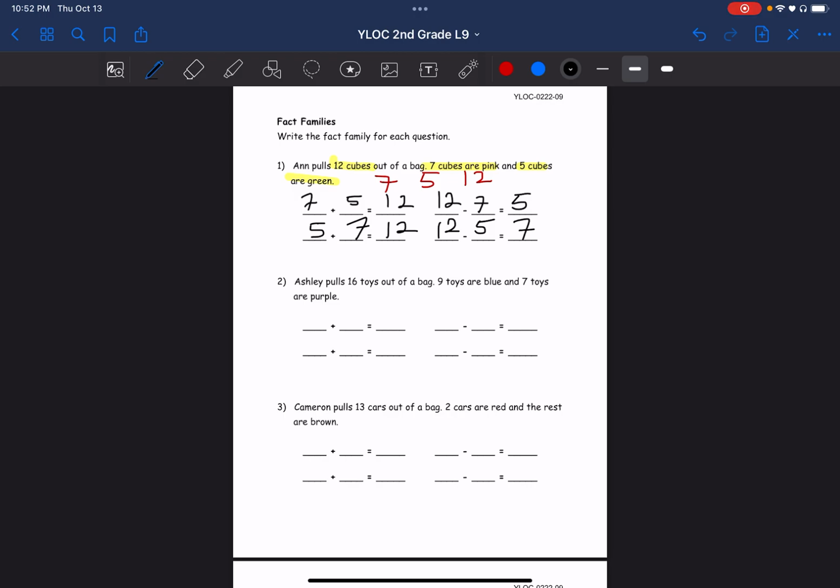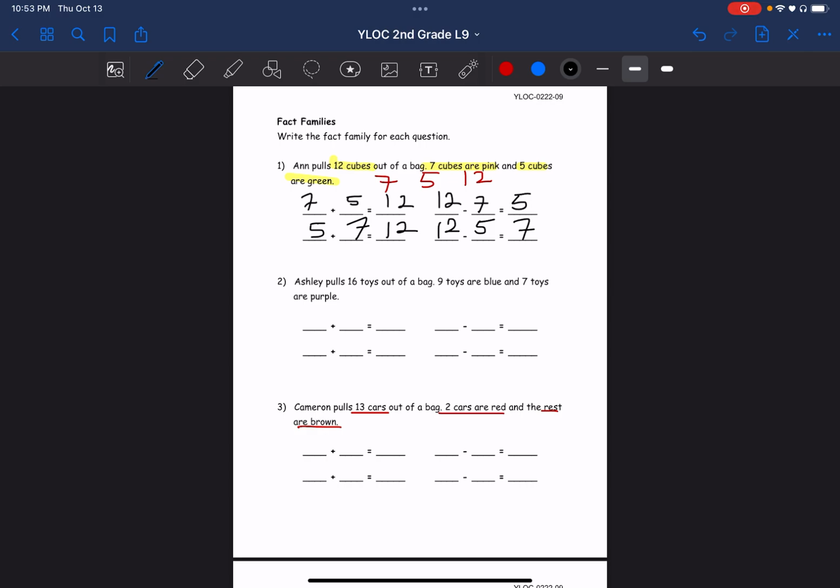Alright, let's go to number 3. Cameron pulls 13 cards out of a bag. 13 cards, and then 2 cards are red, and the rest are brown. So we first have to do a little subtraction in our own head to find out how many are brown. So 13 minus 2, that gives us 11. 11 cards are brown, sorry.